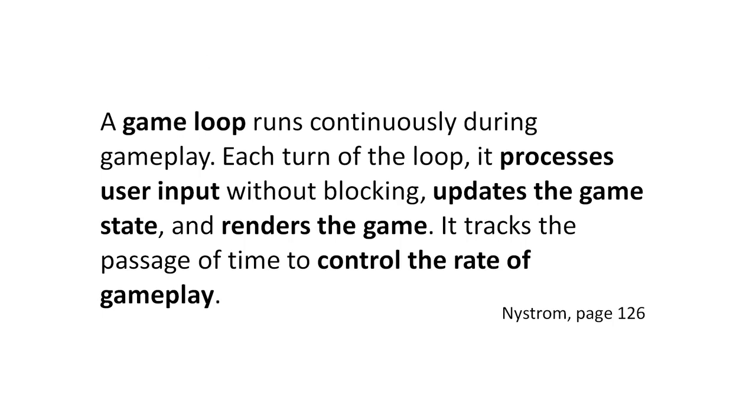Here's a description of the pattern. So we have a game loop that runs continuously, and it processes user input without blocking. So whenever that happens, it happens. It updates the game state, and it renders the game. It keeps track of passage of time so that it controls the rate of gameplay in the game. And we pretty much see the game loop pattern in every game.